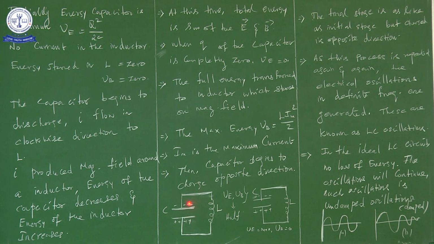Then after some time, both will have half. Then after some time, fully, the total energy across the inductor will come to the capacitor. So the magnetic field energy is 0. However, the energy of the electric field is maximum, but it will be in the opposite direction. So the charge will be in the opposite direction.